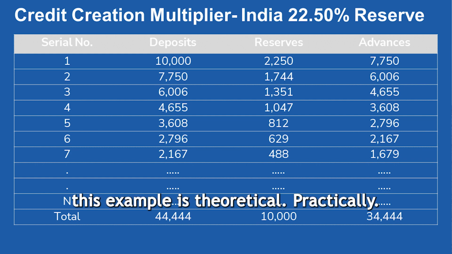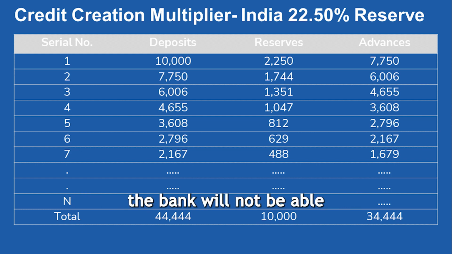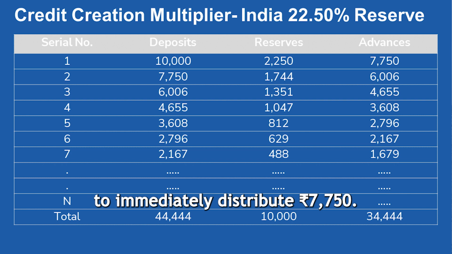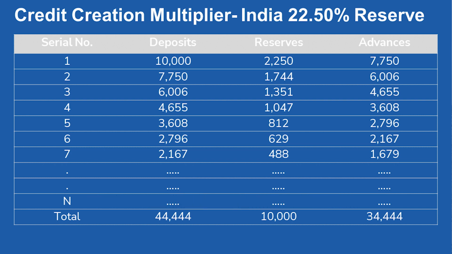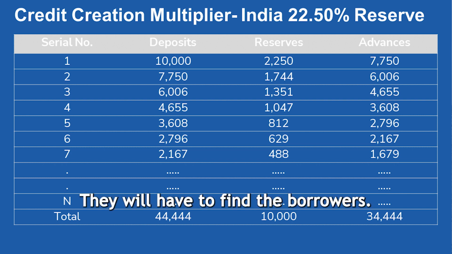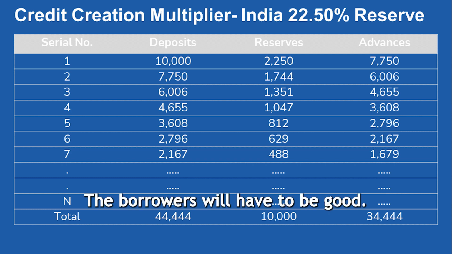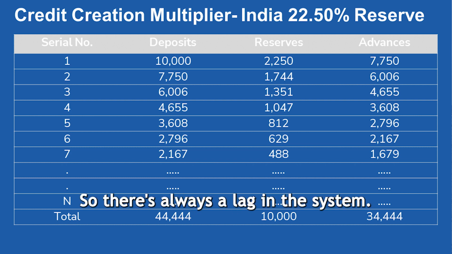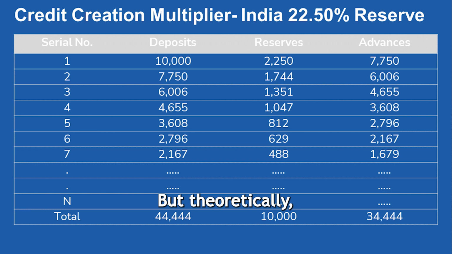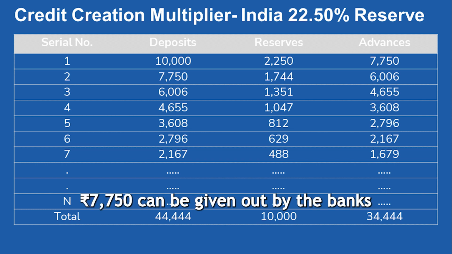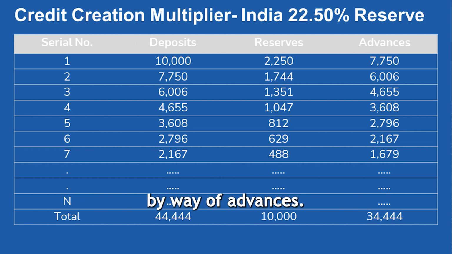Of course, this example is theoretical. Practically, the bank will not be able to immediately distribute 7,750 rupees. They have to find the borrowers, right? And the borrowers have to be good. It might take time. So there is always a lag in the system. But theoretically, 7,750 rupees can be given out by the banks by way of advances.